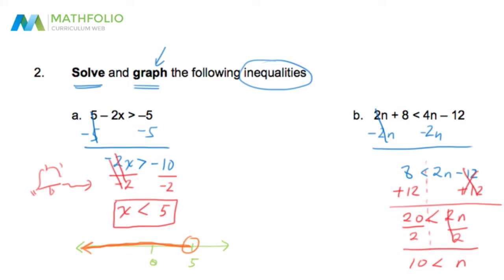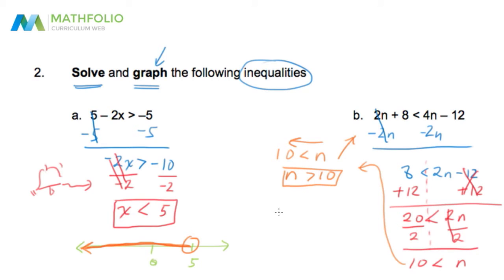Now, one thing to keep in mind here is that if 10 is less than n, that means that n must be more than 10. All I did was read this thing backwards. I didn't flip any inequality, I just read it backwards. So this is my solution to this inequality up there, but now I need to graph it.